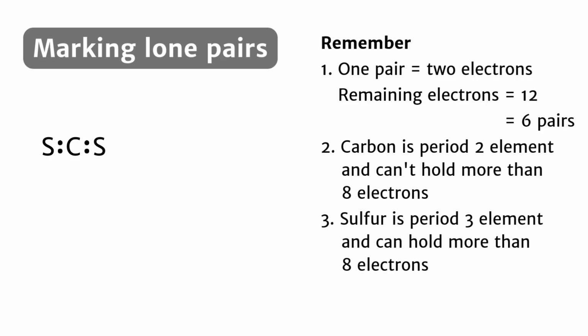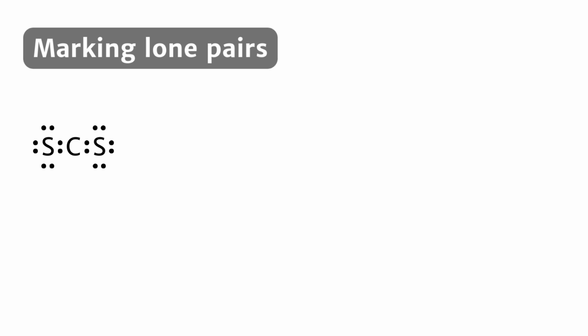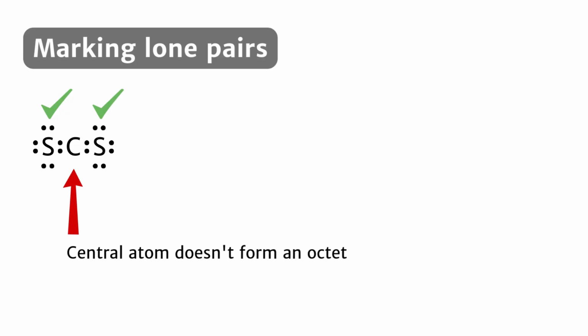Another important point to remember is to always begin marking lone pairs on the outer atoms first, followed by the central atom. In CS2, each of the 2 outer sulfur atoms is assigned 3 lone pairs, while the central carbon atom does not receive any lone pairs, as there are only 6 lone pairs to distribute in the structure. The current structure of CS2 indicates that each outer sulfur atom satisfies the octet rule, but the central carbon atom does not. Therefore, we will now work on completing the octet for the central carbon atom.